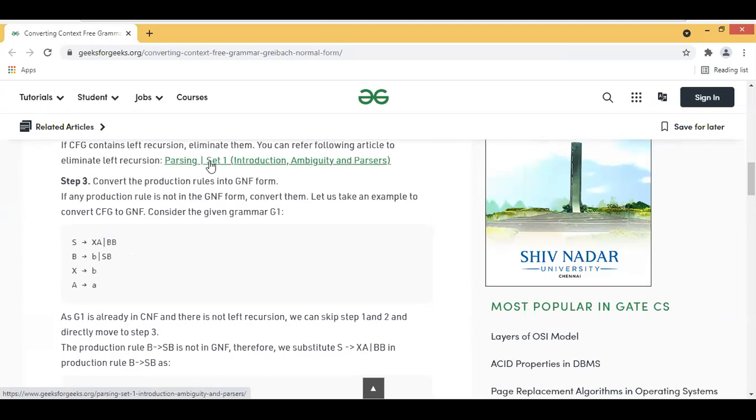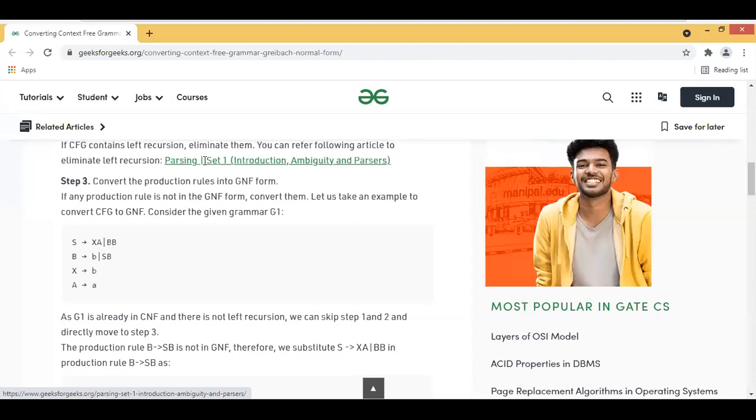Step number 2 is to eliminate the left recursion. For the given grammar G1, we have no need of converting it into CNF, because it is already in the form of CNF, and there is no need of eliminating the left recursion because it does not contain any left recursion. So we can skip step 1 and step 2, and directly move to step 3.